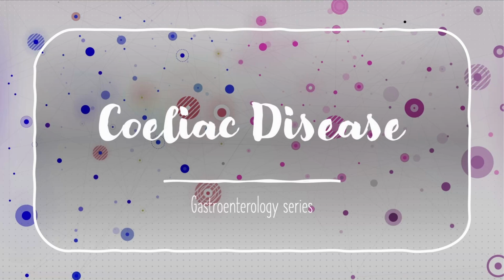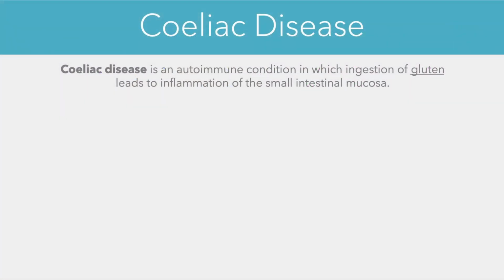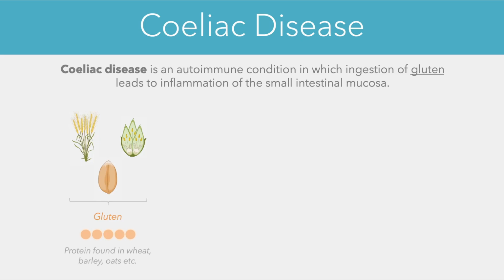Today we're going to be taking a look at celiac disease as part of the gastroenterology series. To start off, we can define celiac disease as an autoimmune condition which occurs in response to the ingestion of gluten. And gluten is this protein substance found in different types of foods, including wheat, barley, and oats.